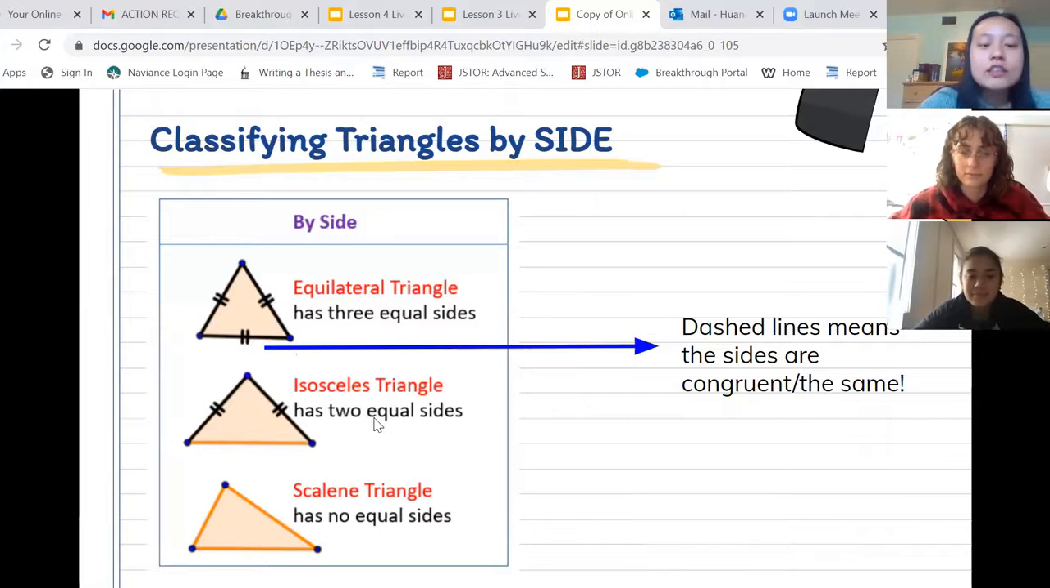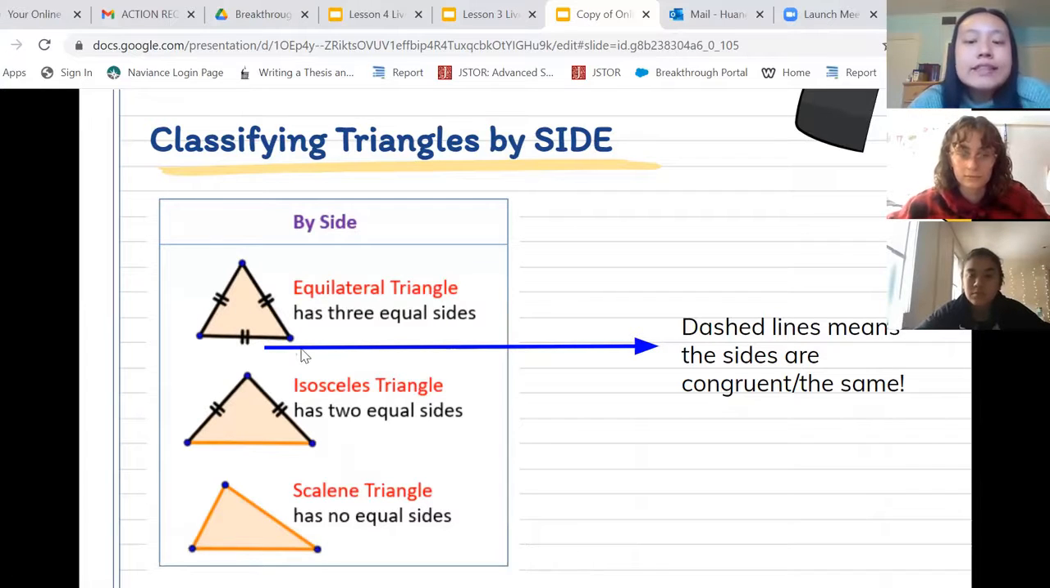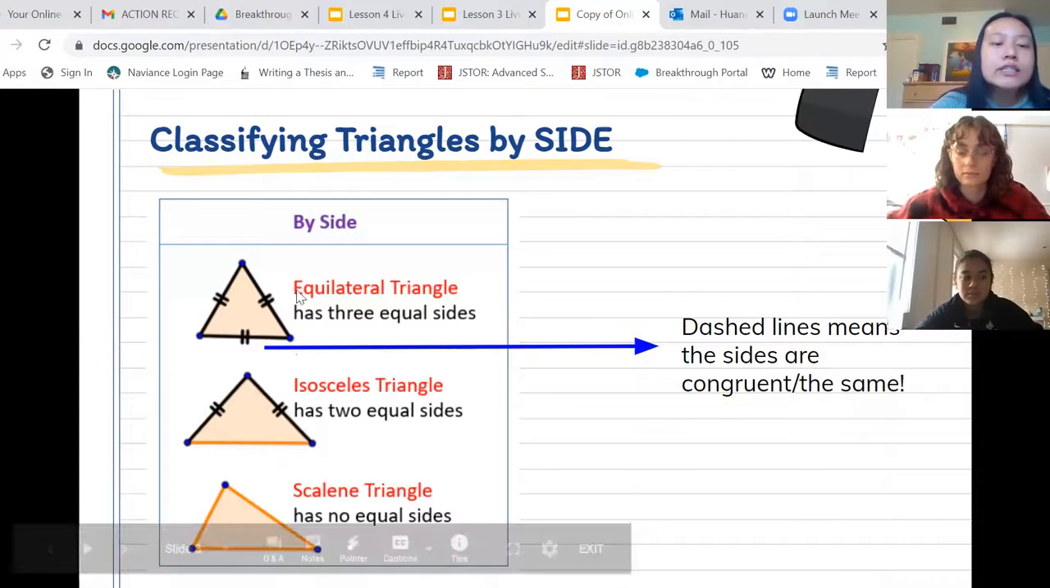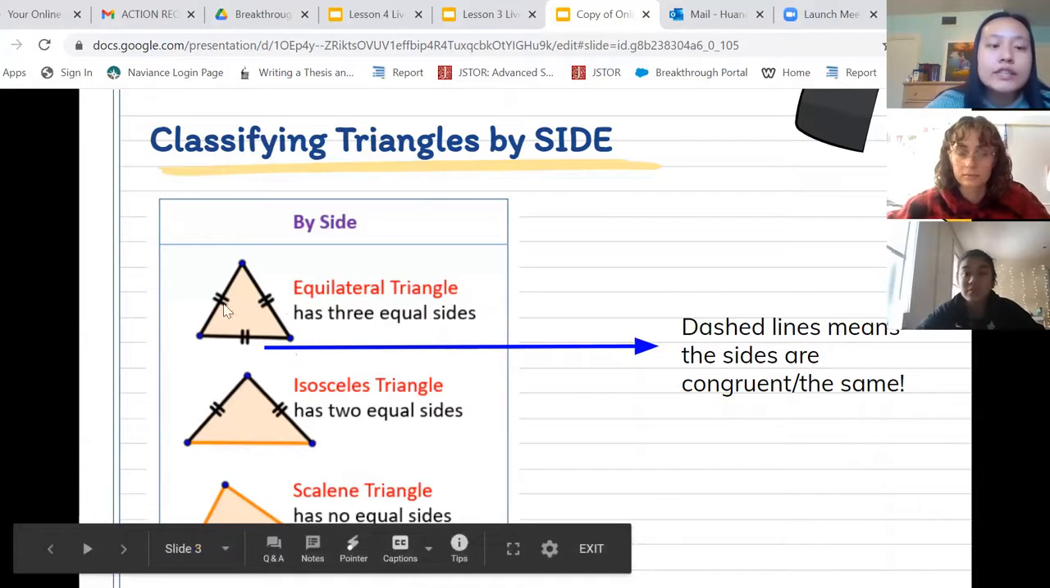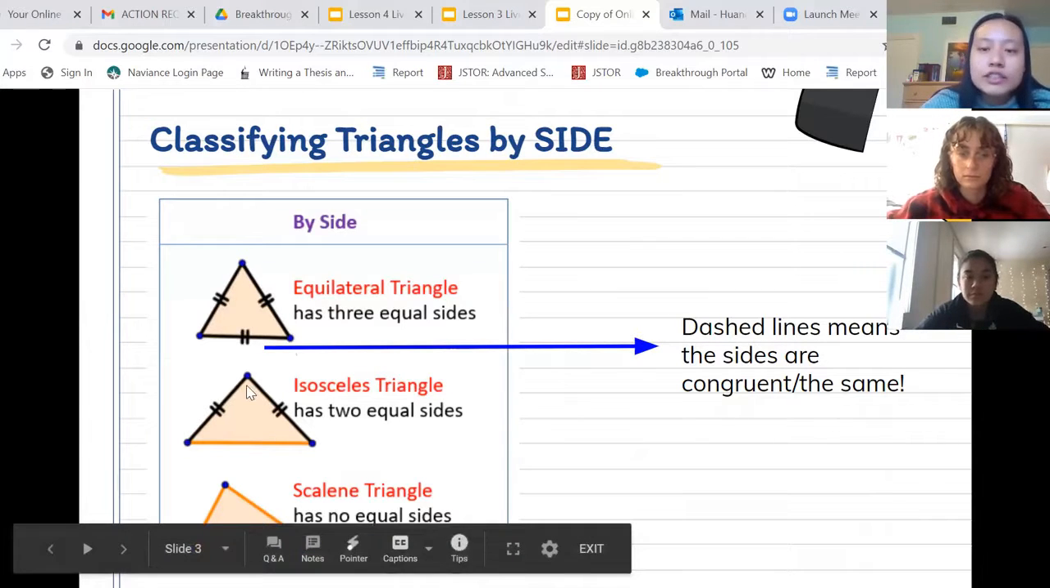And you can see in the third picture that all 3 of the side lengths are going to be different. And if you saw the equilateral and isosceles triangles, these dashed lines mean that the sides are congruent, or the same. So we see in the isosceles triangle, we have 2 sets of dashed lines. In the equilateral triangle, we have 3 sets of dashed lines. And the scalene triangle, because we have no equal sides, we have no dashed lines.